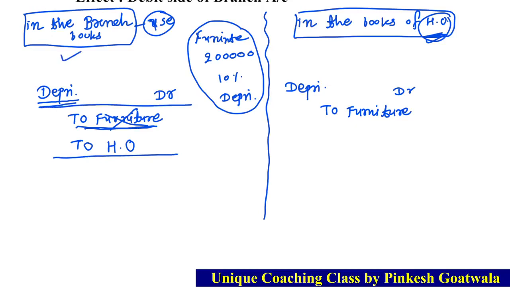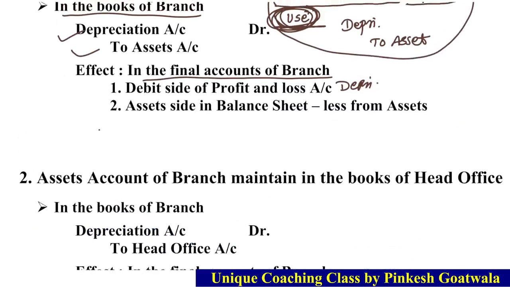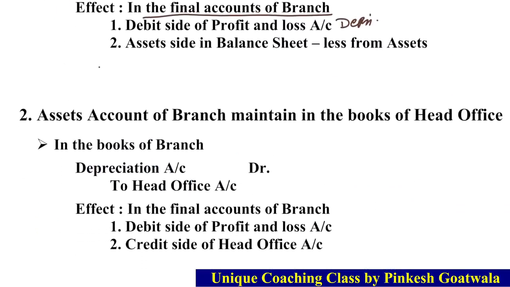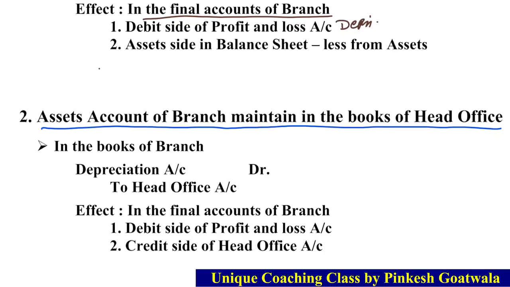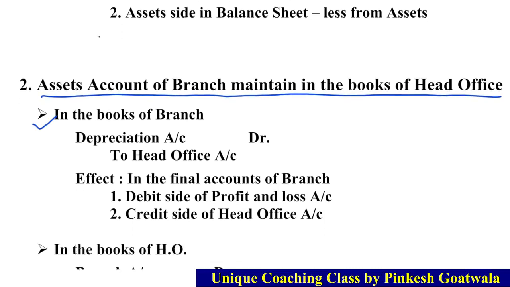Clear? Okay, so remember in this case, when in a question it is clearly told that the asset account of branch is maintained in the books of head office. So in that case, in the books of branch, what will be the journal? Just remember the basic journal. Okay, what is the basic journal? That is depreciation to asset. It's a basic journal.